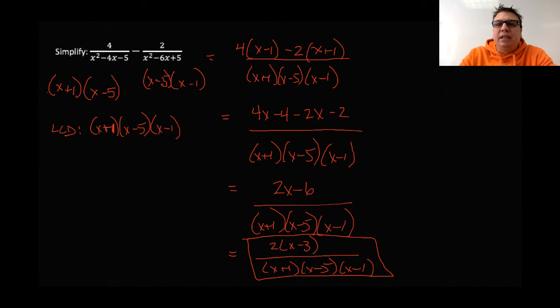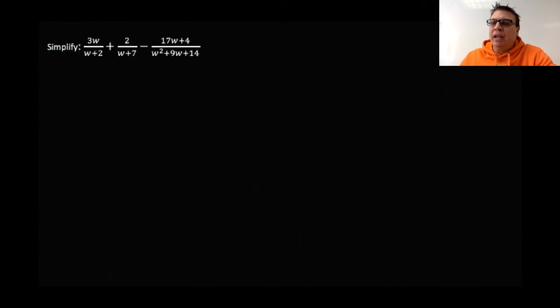All right, let's take a look at one more example here. In this example, I've got w plus 2, w plus 7. So if I look at my least common denominator, I've got w plus 2 and w plus 7. If I factor this, I need factors of 14 that will add to give me 9. Well, wait a minute, if I multiply these two things out, that's exactly what I have. So if this is factored, it is w plus 2 and w plus 7.